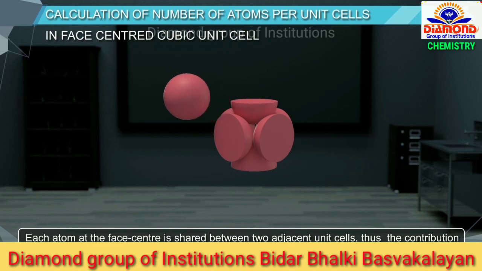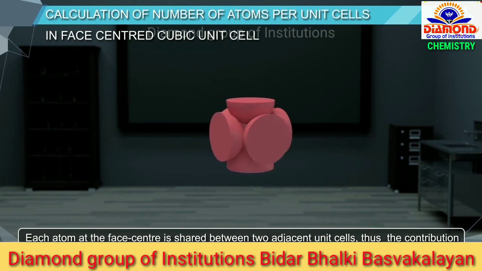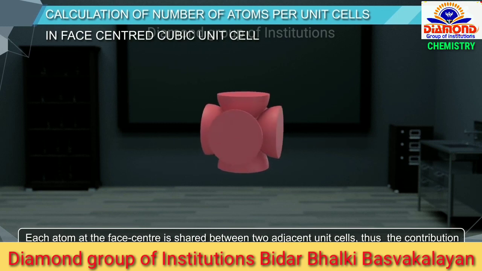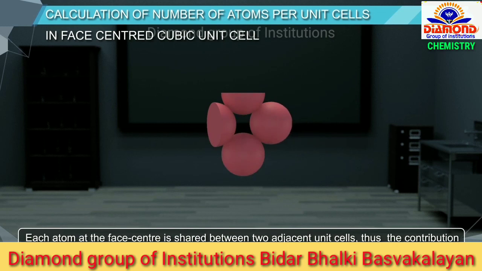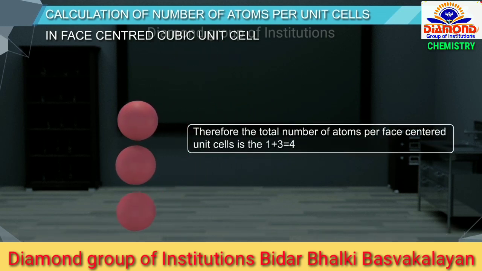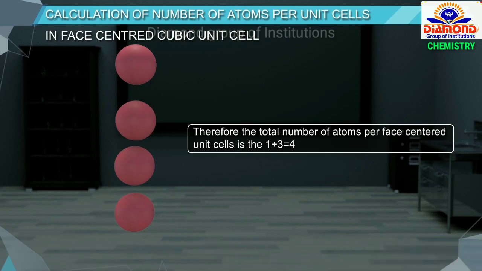Each atom at the face center is shared between 2 adjacent unit cells. Thus, the contribution of 6 such face-centered atoms to the unit cell is 6 into 1/2, which is equal to 3. Therefore, the total number of atoms per face-centered unit cell is 1 plus 3, which is equal to 4.